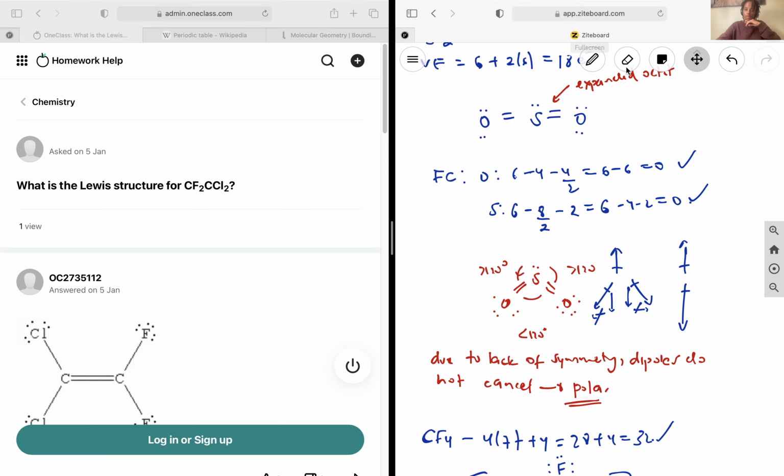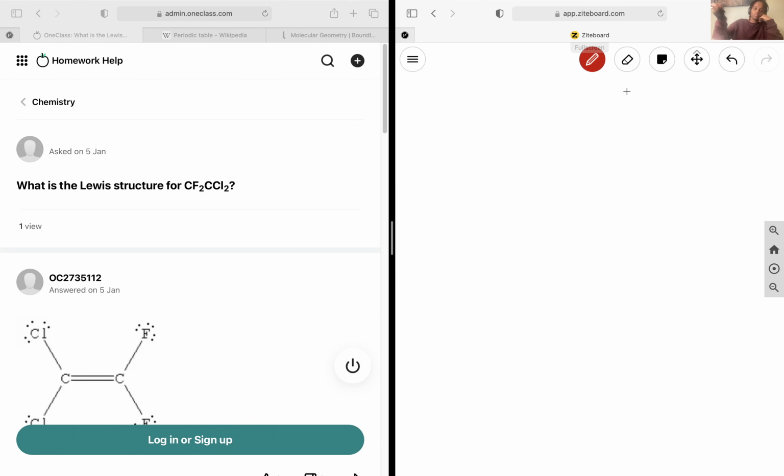Okay, next up, we want the Lewis structure for CF2CCl2. A good way to quickly think about this one is, so we have C2F2Cl2. Let's say we consider the halogens hydrogen, then you'd have C2H4. And that, of course, is the general structure of an alkene. And so we can expect this to be an alkene with the hydrogen substituted for other things. And so this would be the very, very quick way to get the answer.